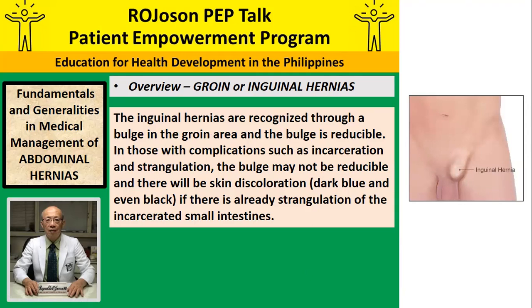In those with complications such as incarceration, ayaw na bumalik, and strangulation, namamatay na yung blood supply, okay, nako-compromise na, the bulge may not be reducible anymore, and there will be skin discoloration. Okay, when you have dark blue or even black discoloration, that is already a sign that strangulation is taking place.